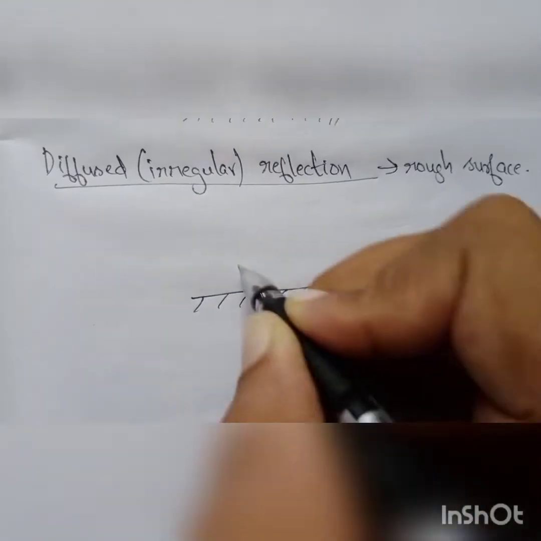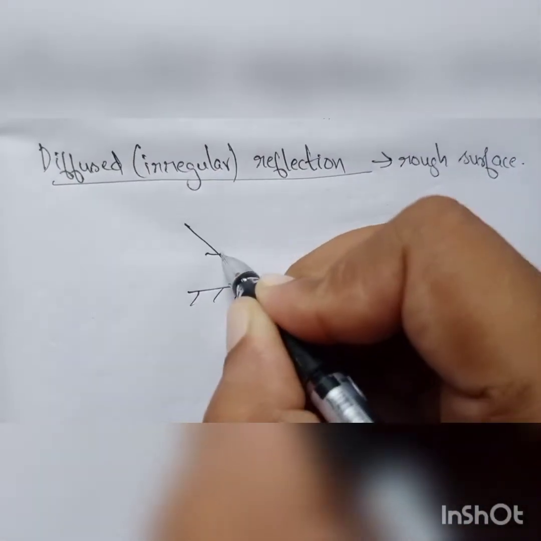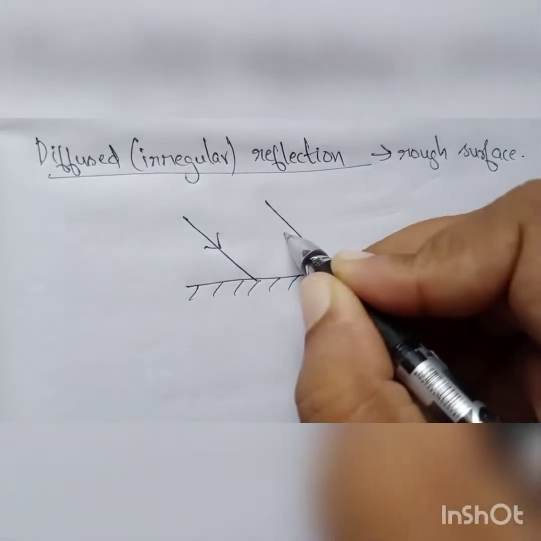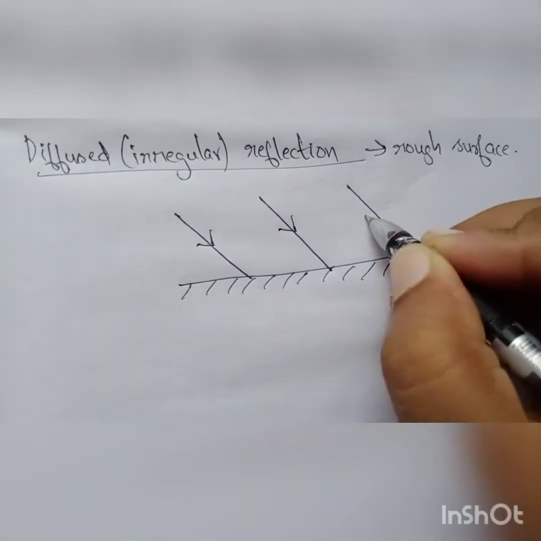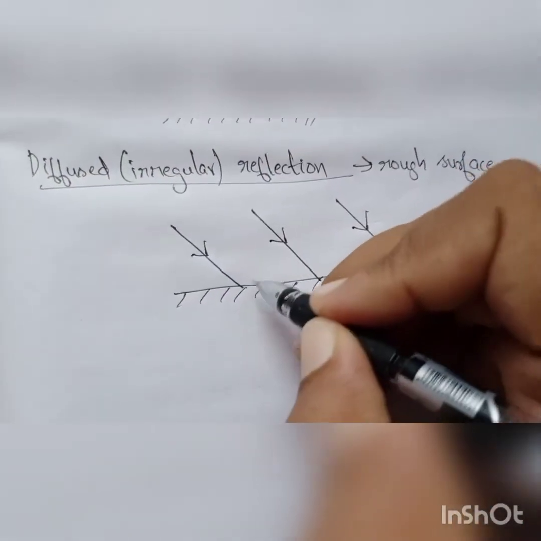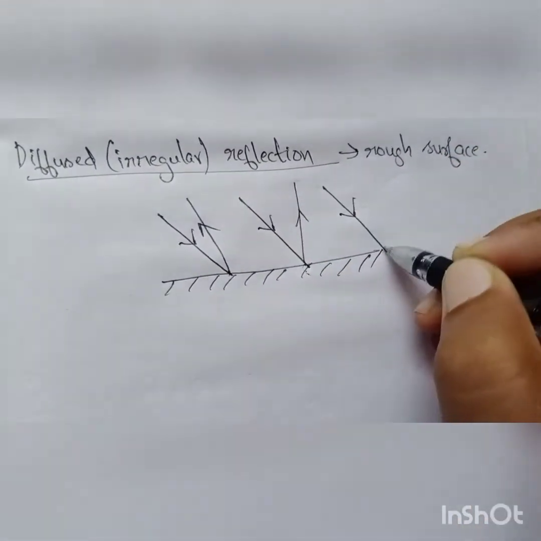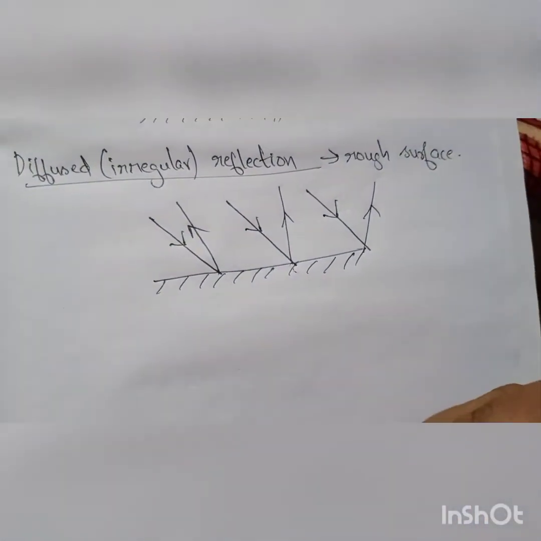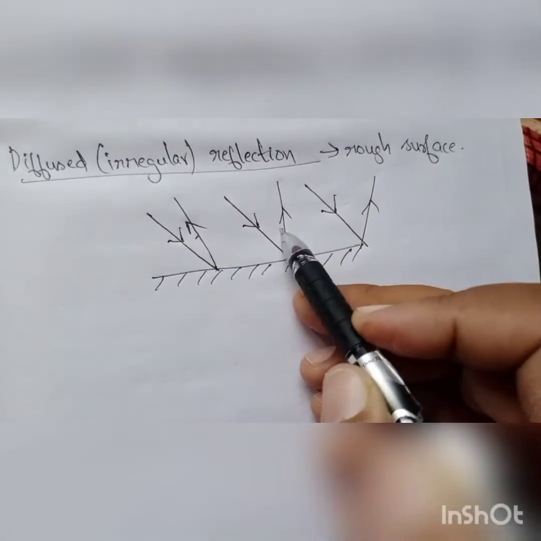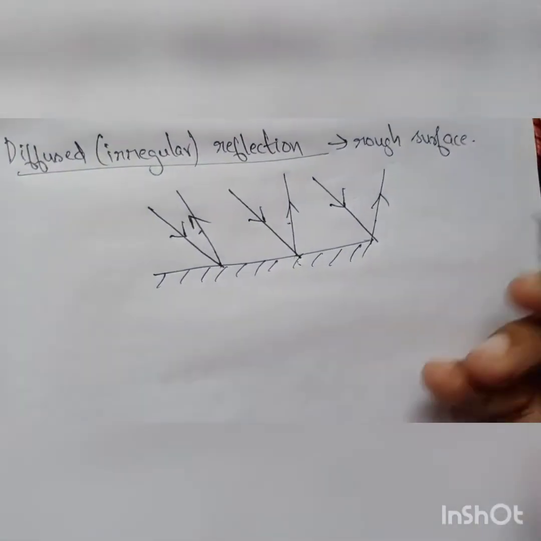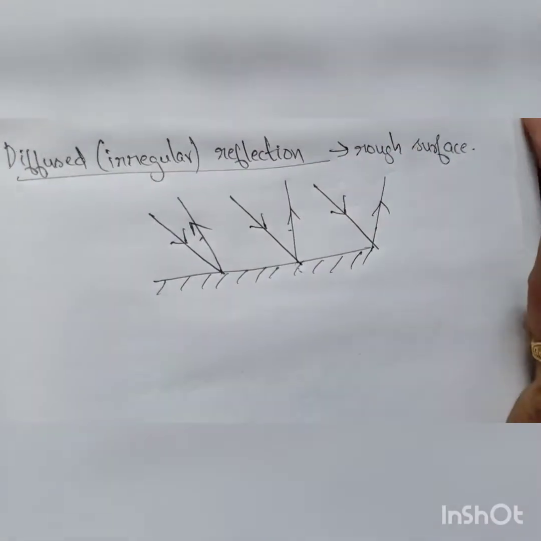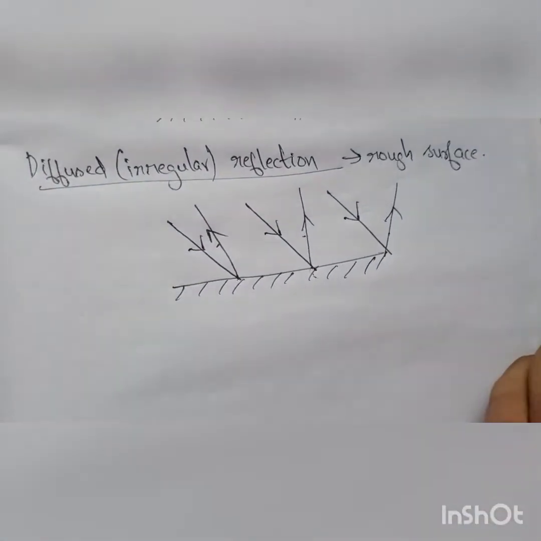The rays which are falling on the surface will be parallel to each other, but the reflected rays may not be parallel to each other. So are these three lines parallel to each other? No, right? So this is what is called irregular reflection or diffused reflection.